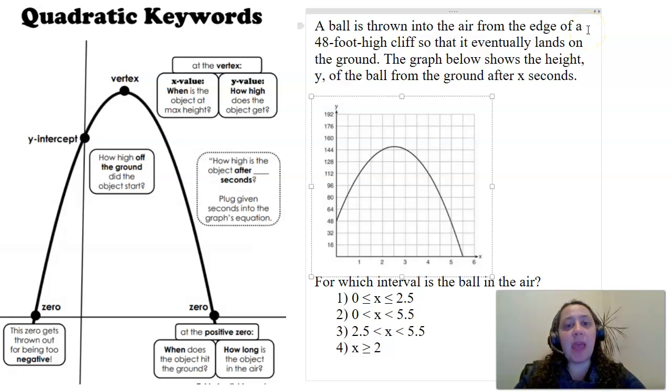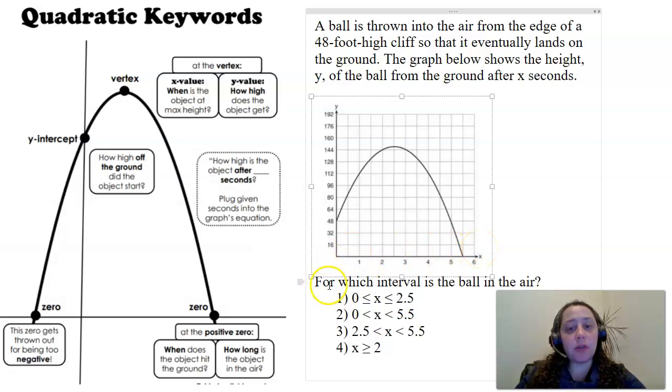Let's do an example. A ball is thrown into the air from the edge of a 48-foot high cliff so that it eventually lands on the ground. The graph below shows the height y of the ball from the ground after x seconds. We have a graph of a ball being thrown. The y-axis represents the height, and the x-axis represents the time.